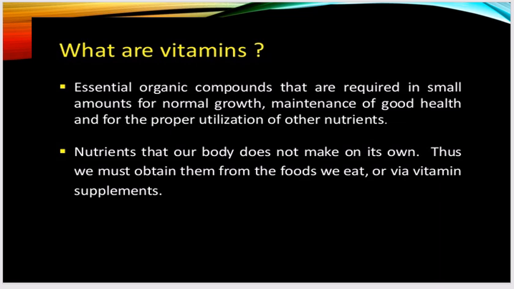Some vitamins are synthesized by the normal intestinal flora, which includes vitamin K, niacin, biotin, folic acid, and vitamin B12. Vitamin D is synthesized in the skin when it is exposed to ultraviolet radiations from the sunlight.